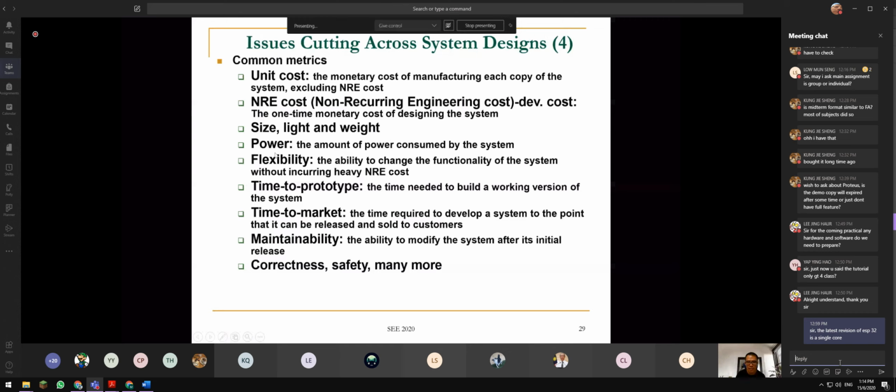The flexibility means the ability to change the function of the system without incurring a heavy NRE cost. Example, PlayStation 1, they spent a lot, it's very expensive, high NRE cost. But when it comes to PlayStation 2, the NRE cost definitely will be reduced because they already have an existing sample, existing code, of PlayStation 1. So this means that when you come to your program design, make sure you do it.